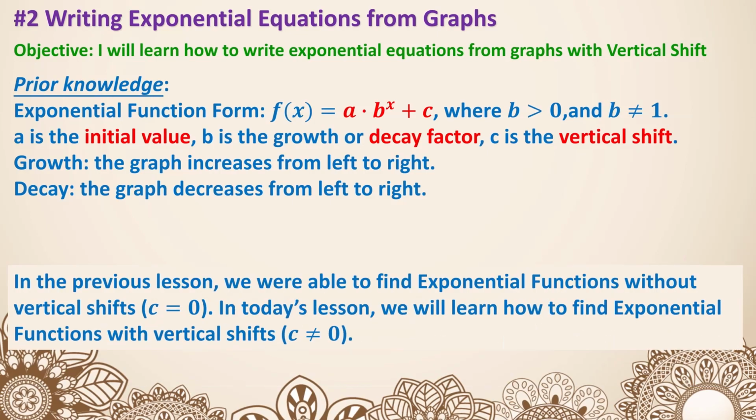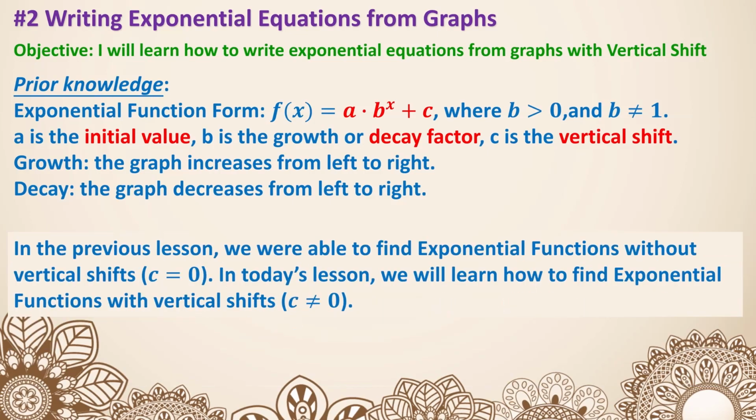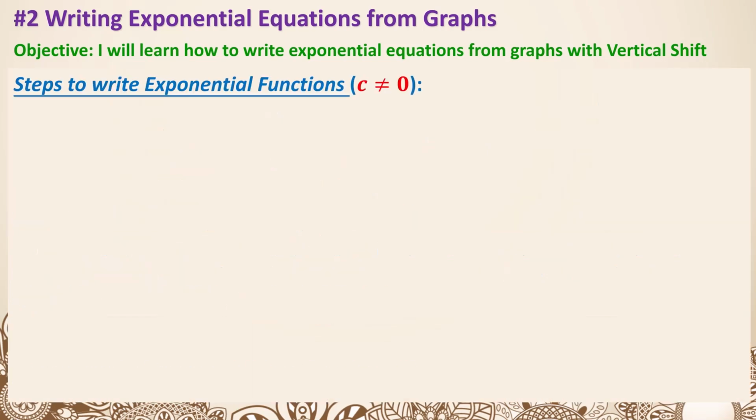In the previous lesson, we dealt with when c equals 0, or in other words, when the asymptote was just y equals 0. So the form of the function became a times b to the x power, since c is just a 0 on the end. In this lesson, we are going to expand that understanding. This time, the vertical shift won't be 0, so the asymptote won't just be our x-axis. So, steps to write an exponential function. In today's focus, we're focusing again on c does not equal 0.